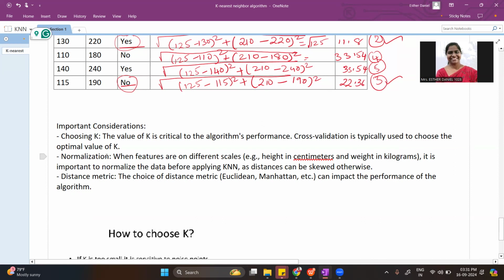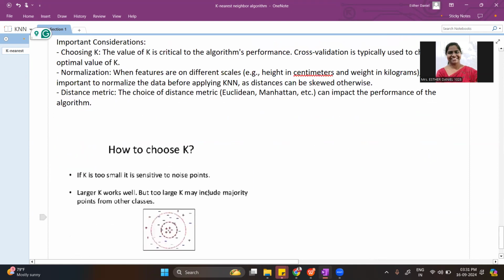We have to do normalization because when features are of different scales, it is important to normalize the data before applying KNN. Few features will be in centimeters, height, and others will be in kilograms. So to avoid skewed output, we have to make sure that it is normalized. Then only when we take the distance measure, we'll get a proper output. So normalization is very important for whatever features we are going to take. And distance metrics can be Manhattan or Euclidean. Based on the distance metric, the performance of the algorithm will change.